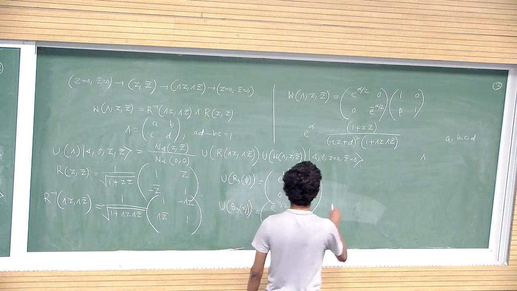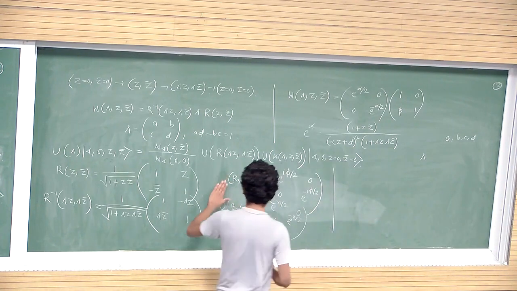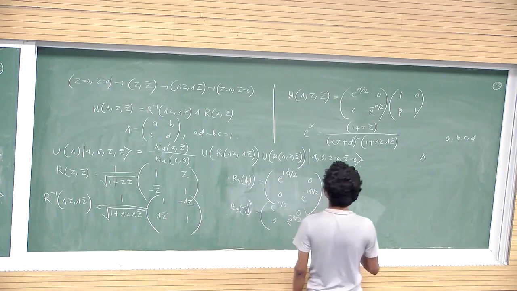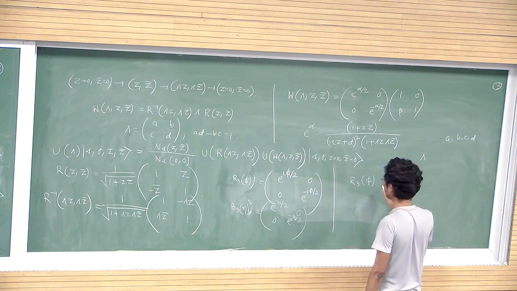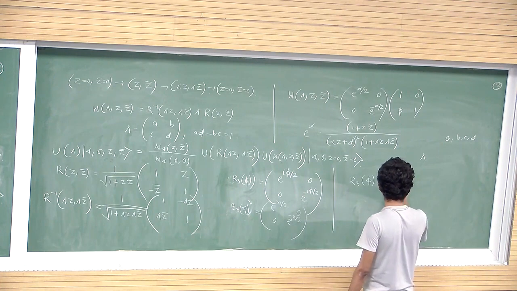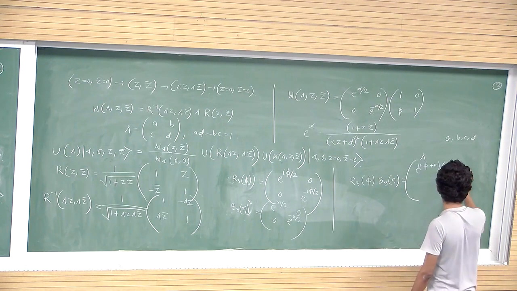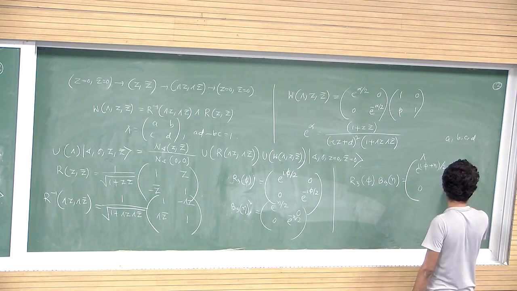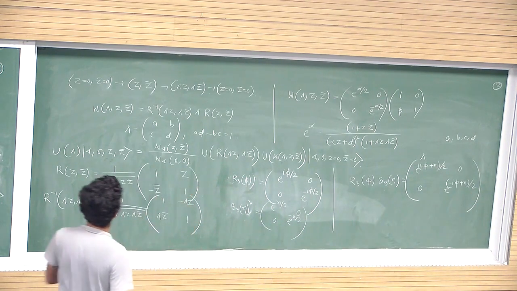Hence, now if you multiply these two things, R3 of phi, B3 of eta, you will get e to the i phi plus eta by 2, 0, 0, e to the minus i phi by 2 plus eta by 2. So I will need this information.